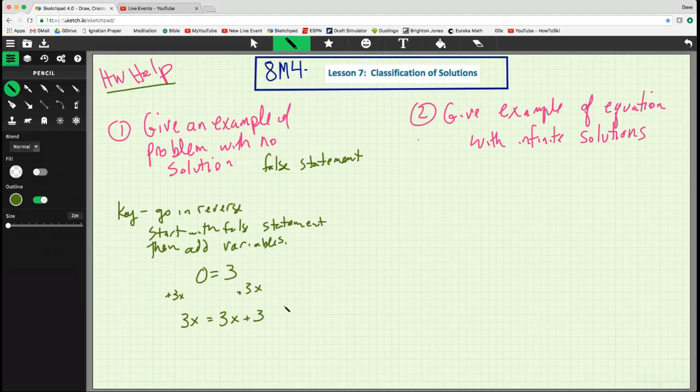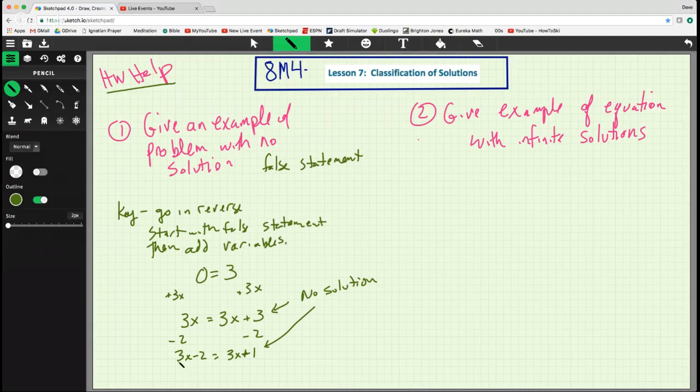And so this is a false statement. This has no solution too. This has no solution. And I can make it even fancier. Now let's subtract 2 from both sides. So 3x minus 2 equals 3x plus 1. This has no solution.